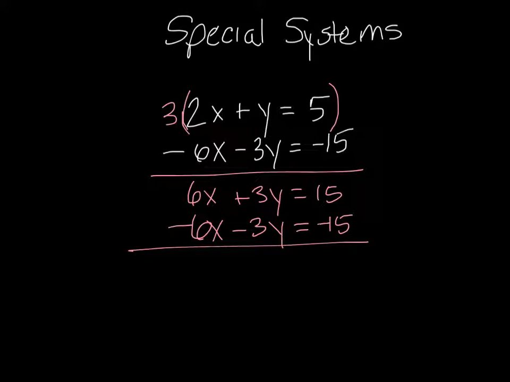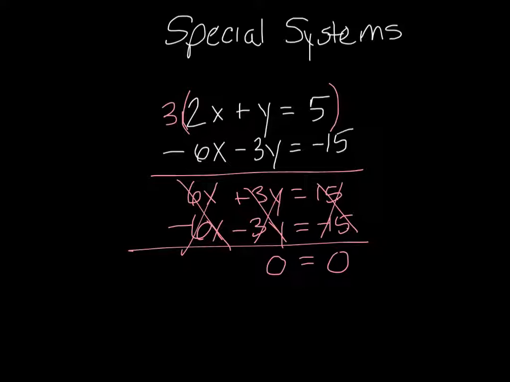So then the 6x and the negative 6x cancel out, just like we thought. And then we go to the y's and we see that the positive 3y and the negative 3y also cancel out. So if I'm looking at the left-hand side of this equation, everything canceled out, which means I have the number 0 left over. And then on the right-hand side, I have 15 and minus 15. Those cancel out too, so I actually have 0 on the right-hand side.